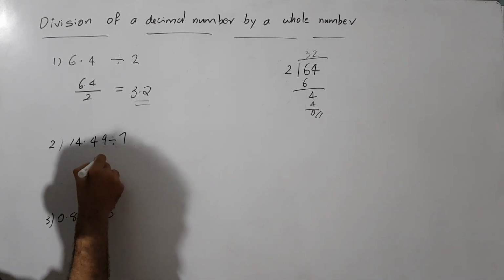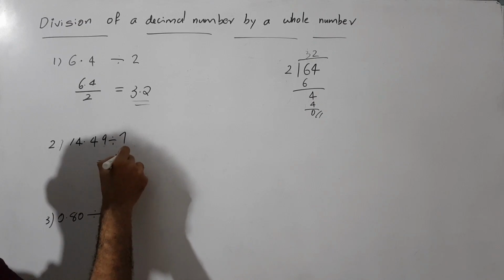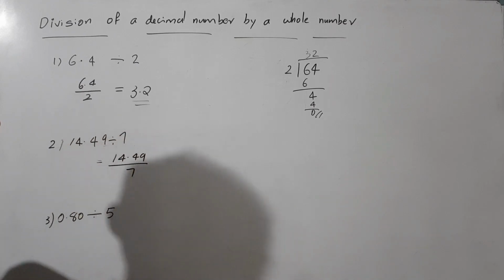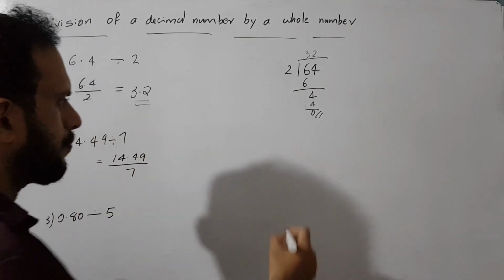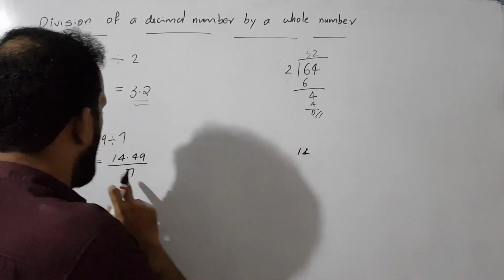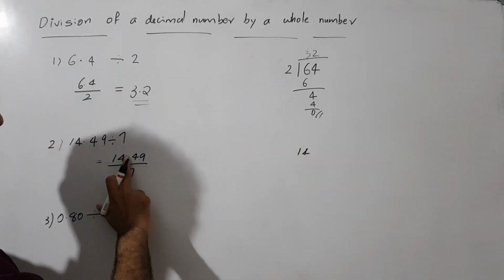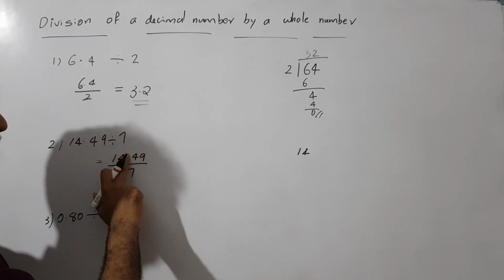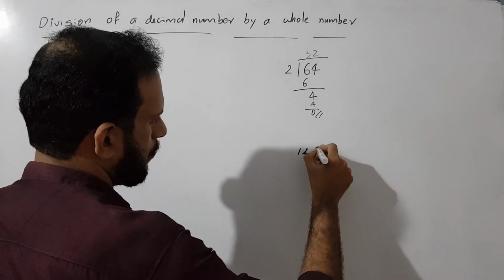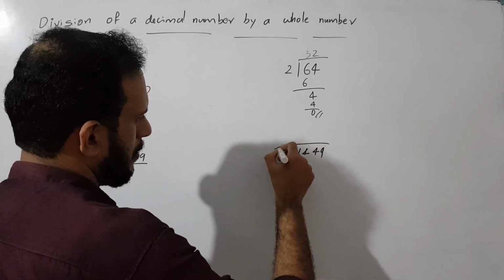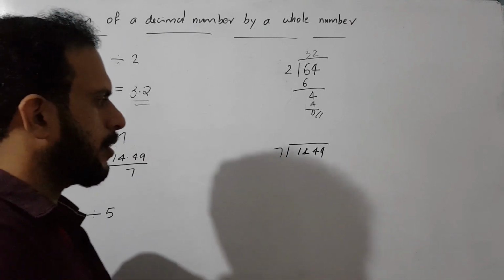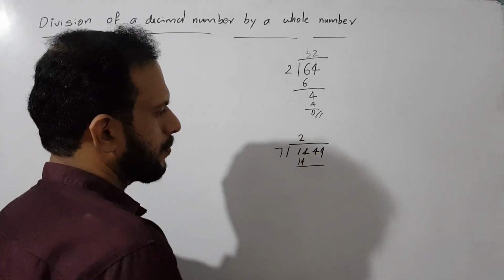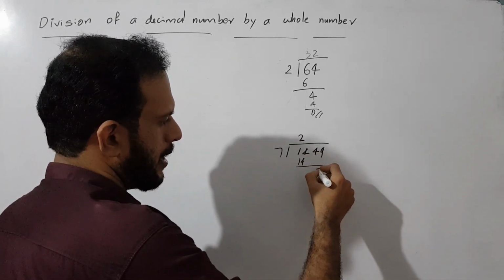It's not necessary to write this. For our convenience, for understanding the idea, we are dividing like this. 14.49 divided by 7. What is next? We avoid the decimal point, so the number is 1449, correct? Then 1449 divided by 7. How many times does 7 go into 14? 2 times. 2 into 7, 14. Then we put down 4, not 49, 4.